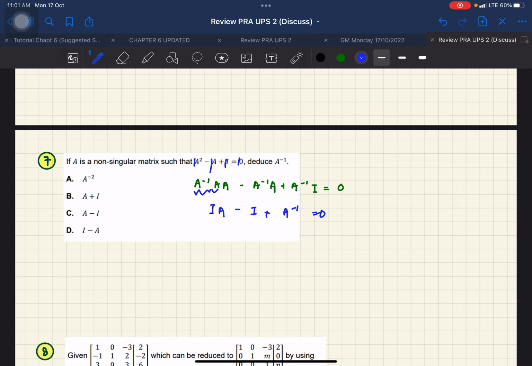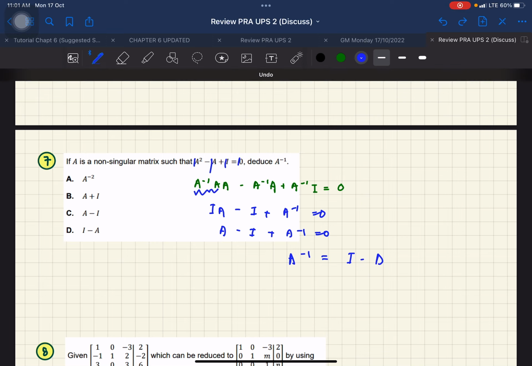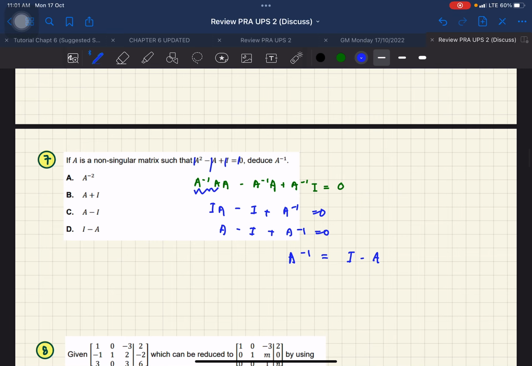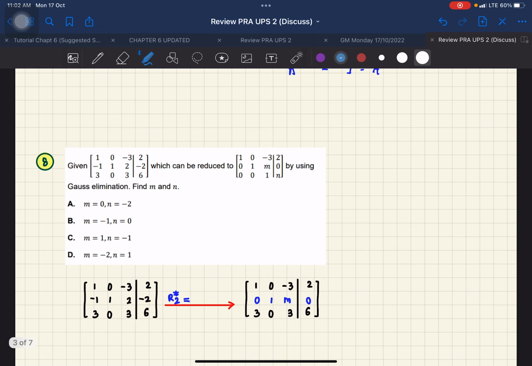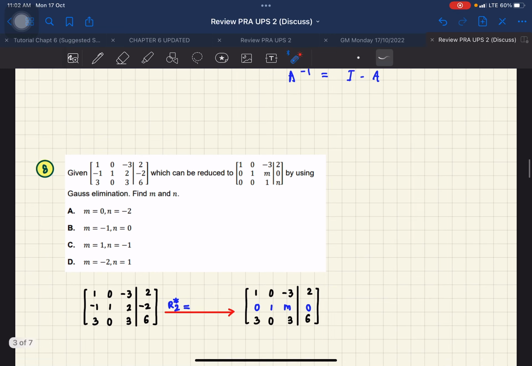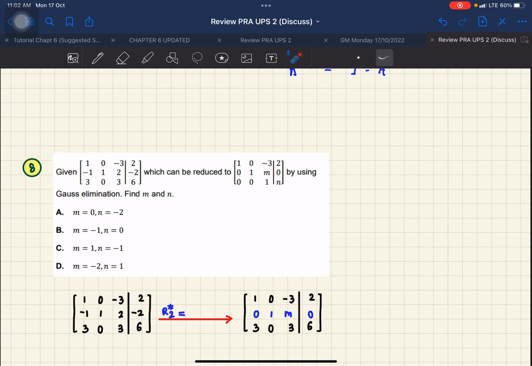Okay, so let's simplify this one. So in identity darab A, awak dapat A. And then minus with I plus A inverse equals to 0. So kita nak A inverse. So dapatlah sama dengan I minus A. So our answer for this one is D. Okay, so itulah jawapan kita. Settle.